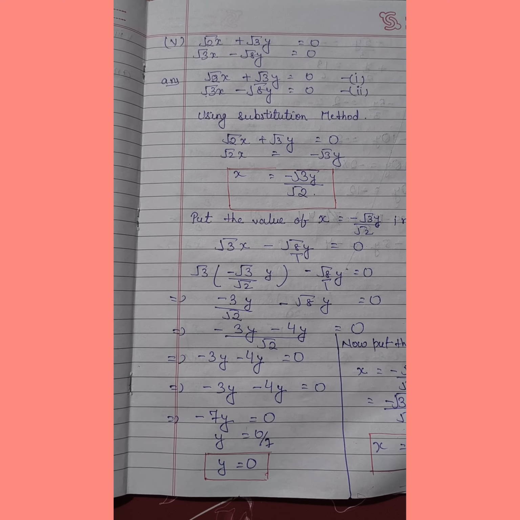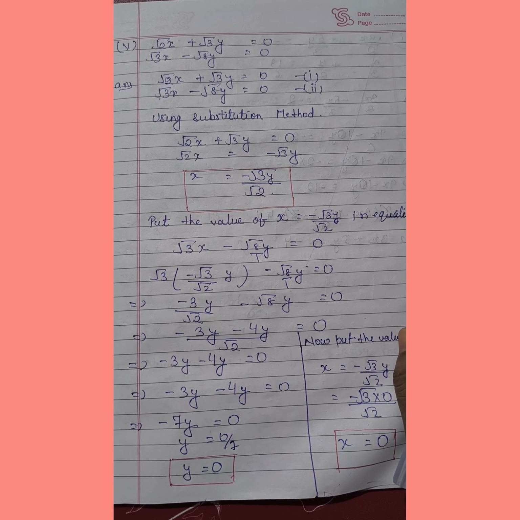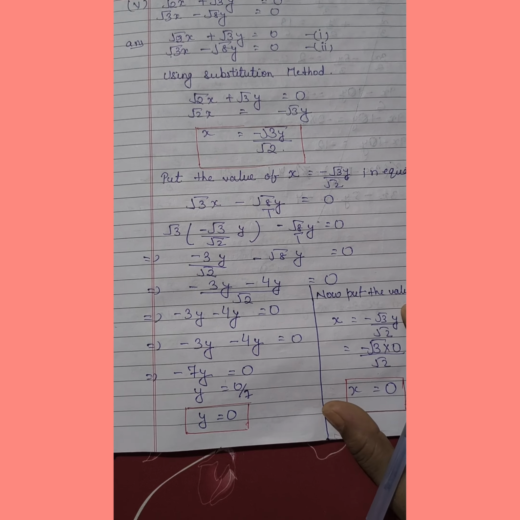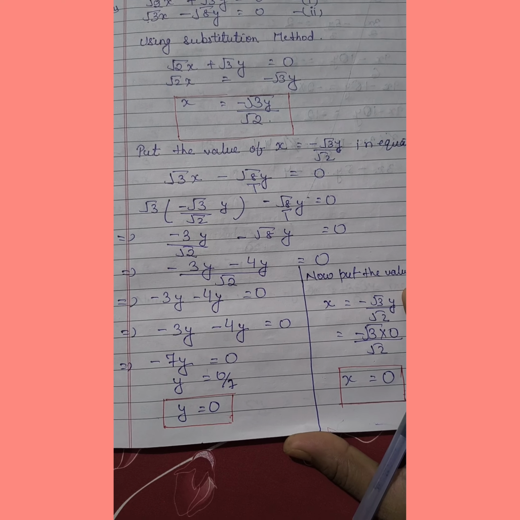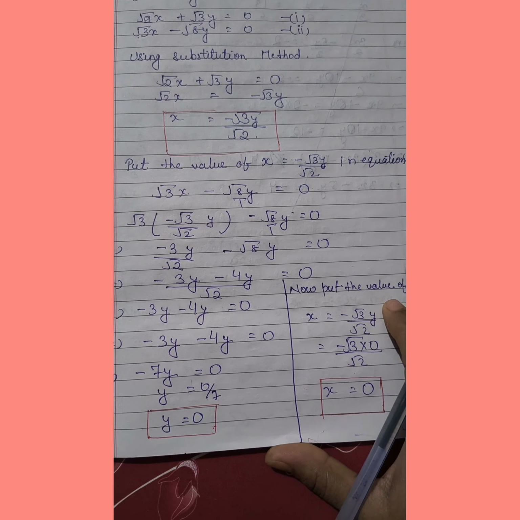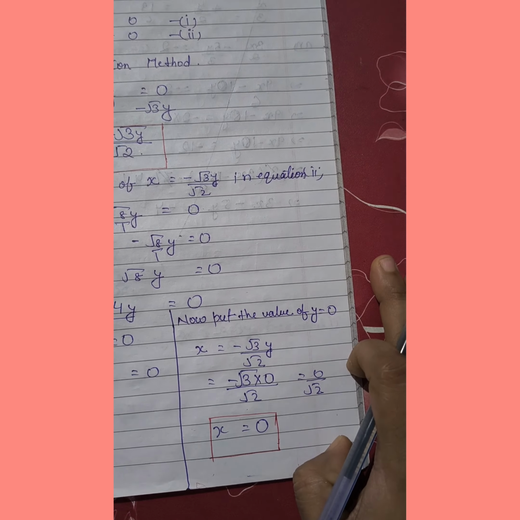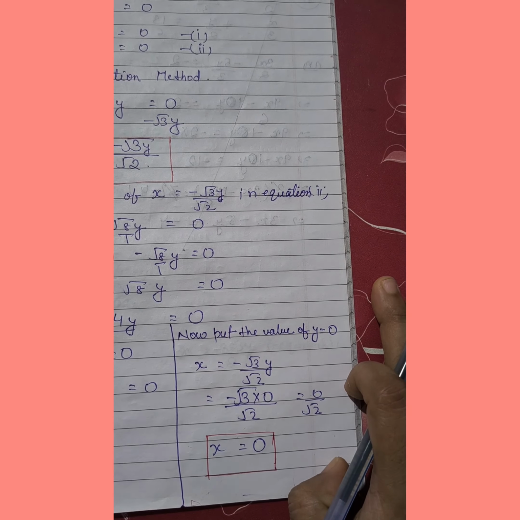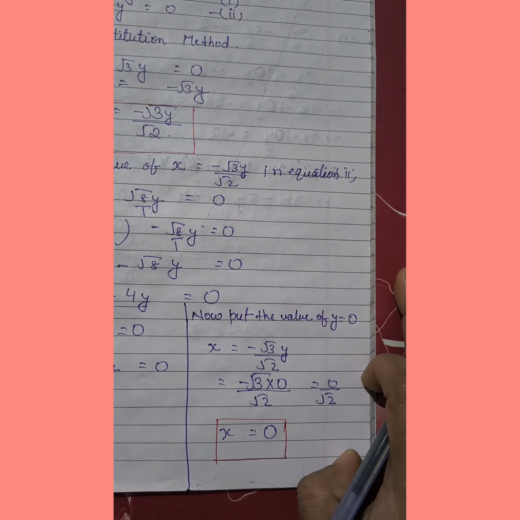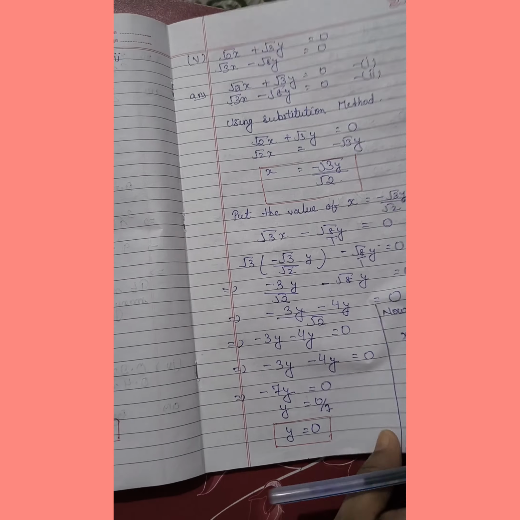Then the root 2 comes to the RHS side, and when 0 is multiplied by root 2, the answer is 0. So minus 3y minus 4y equal to 0, minus 7y equal to 0. It means that the value of y is 0. When the 7 comes to the denominator side, 0 divided by 7, the answer is the same, 0. Now put the value of y equal to 0 in x equal to minus root 3y divided by root 2. Then when we multiply by y equal to 0, again we get the answer x is 0. In this way we complete question number 5.